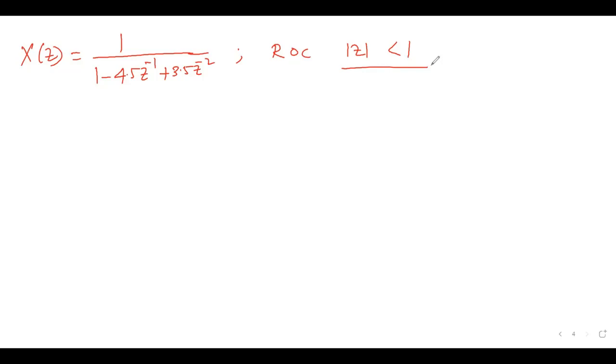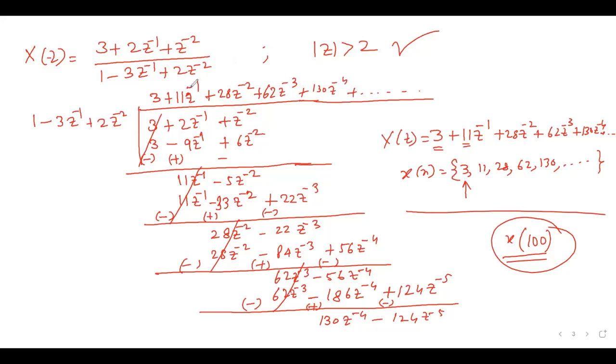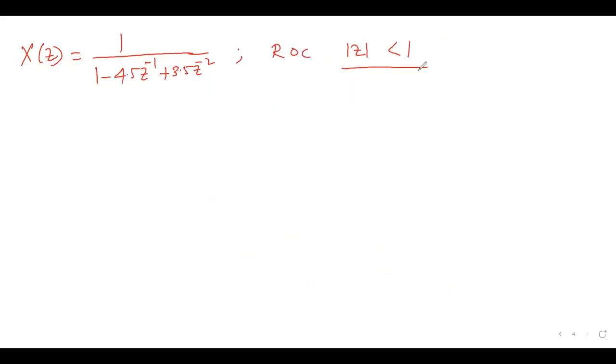You can easily find the factors. Okay, I will explain later, these are very easy to understand. Here it says ROC is greater than z, that means you have to express it as a power series of z to the power minus 1, z to the power minus 2, z to the power minus 3. And here how to express?